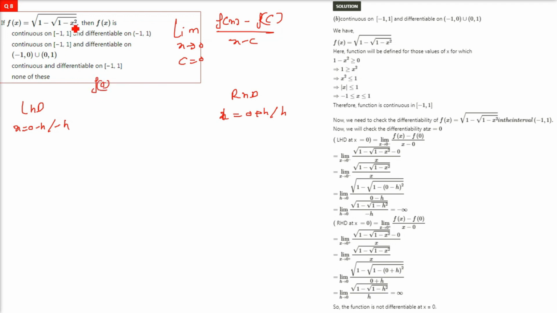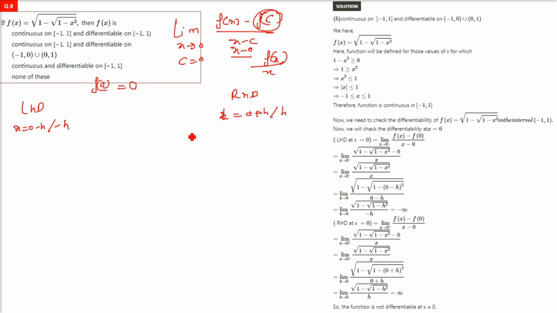So I already told you f0, we have already checked it. f0 was 0, remember? So in place of fc, which is f0, we'll put 0. X minus c, c is 0. So this is division by x. So we'll use this simplified version fx by x in both the cases.